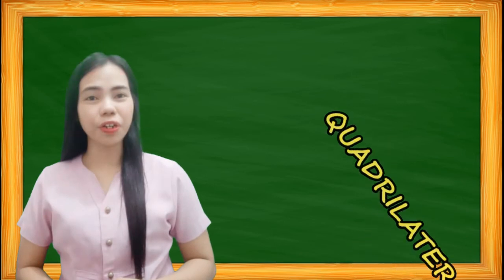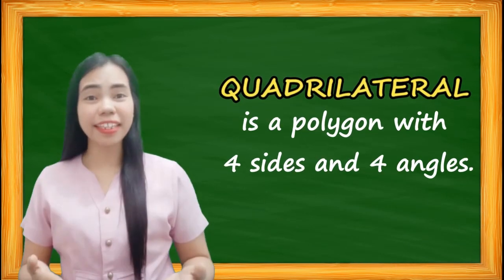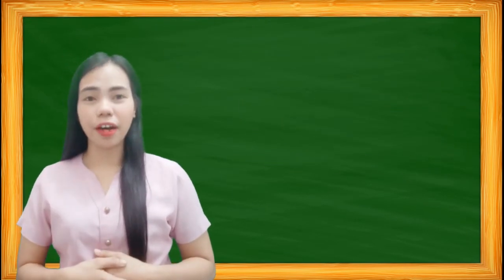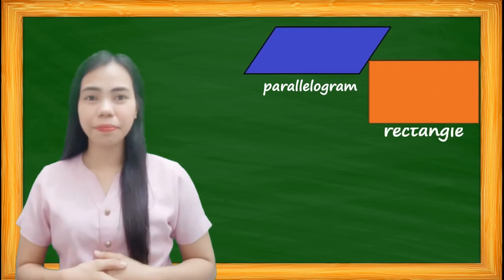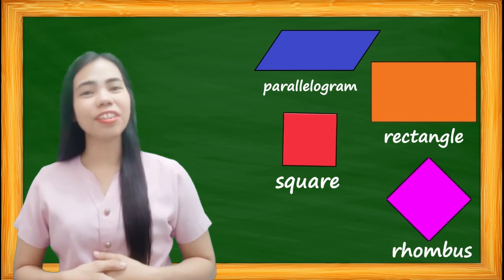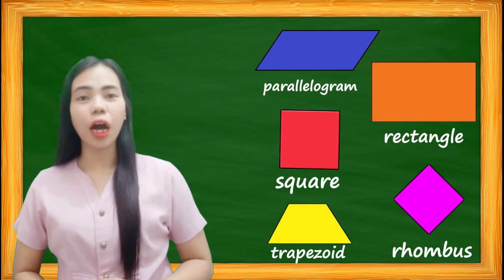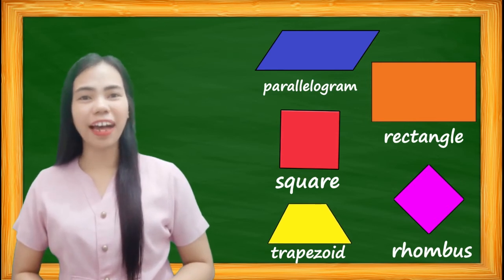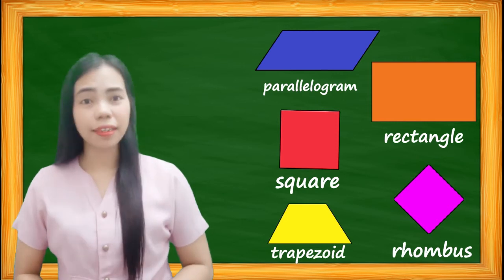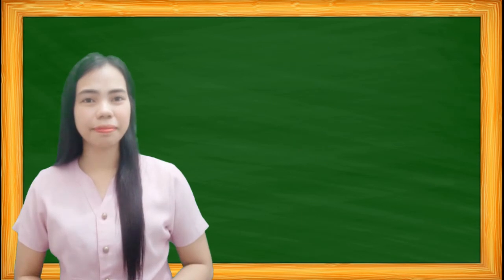A quadrilateral is a polygon with 4 sides and 4 angles. There are many types of quadrilaterals, such as parallelogram, rectangle, square, rhombus, and trapezoid. And they all share the similarity of having 4 sides and 4 angles. They all have relationships to one another, but they are not all exactly alike and have different properties.